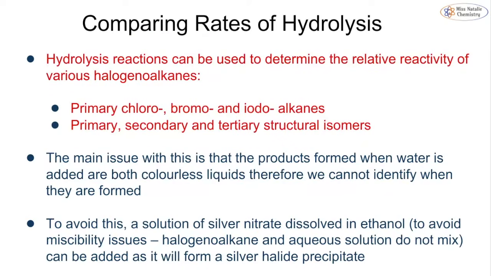Now, the hydrolysis reaction is actually very, very useful to us, because what it can do is help us determine the relative reactivity of these halogenoalkanes. And the way that we do this is we compare either a chloro, a bromo, or an iodoalkane, or we look at a primary, a secondary, or a tertiary structure. And these will tend to be bromoalkanes, but it doesn't matter. You can use chloro or iodo if you wish.